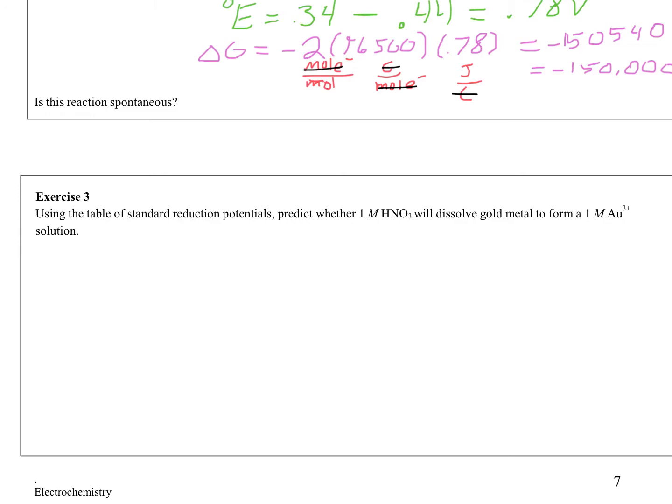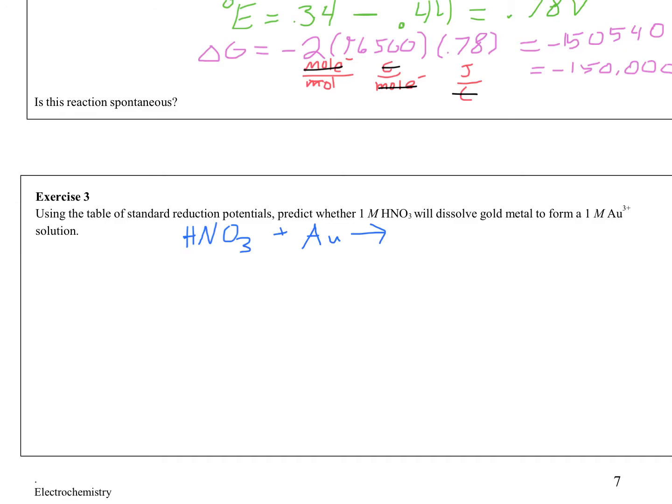So for our next problem, it says using the standard reduction potentials table, predict whether 1 molar HNO3 will dissolve gold metal to form a 1 molar Au3+ solution. So what this is asking is will this be a spontaneous reaction? So for the actual reaction, we're having HNO3 reacting with gold. So when we look at the products, this is going to be a single replacement reaction. The H goes out, the Au comes in. Okay, remember that's one of our main types of redox reactions.